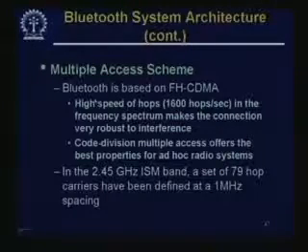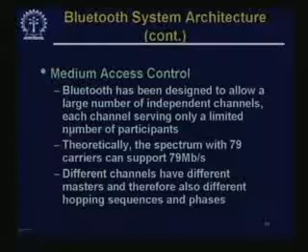The multiple access scheme is based on FH-CDMA, that is frequency hopping CDMA, with high speed of hops, and code division multiple access offers the best properties for ad hoc radio systems. As I said, 79 hop carriers have been defined at a 1 megahertz spacing. Bluetooth has been designed to allow a large number of independent channels, each channel serving only a limited number of participants. Theoretically, the spectrum with 79 carriers can support 79 megabits per second, but as we have seen the efficiency may be of the order of 25%, so it will be much less than that. Different channels have different masters and therefore also different hopping sequences and phases.